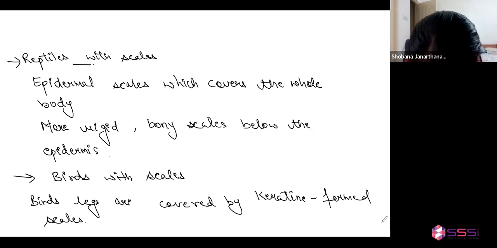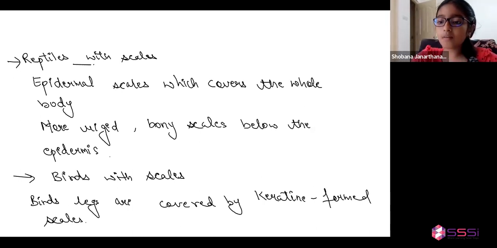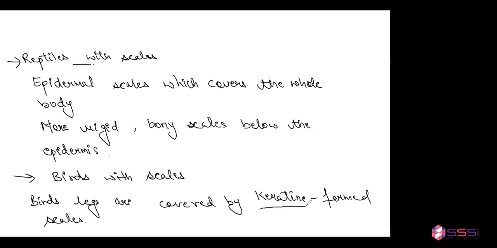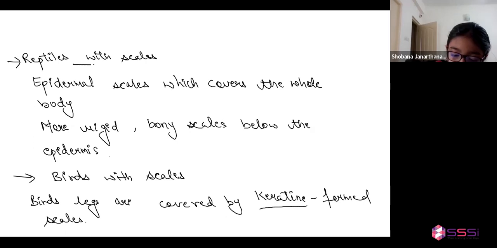Ma'am, have you written? Yes, ma'am. Ma'am, what is keratin? Keratin is a kind of pigment that is found in scales in birds. Okay, ma'am.